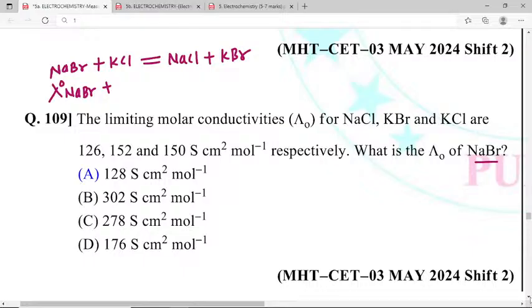Plus what is the KCl value? KCl value given 150 is equal to NaCl value 126 plus KBr value 152. First addition then subtraction, we will get the answer 128. First add 126 plus 152 and then subtract 150.